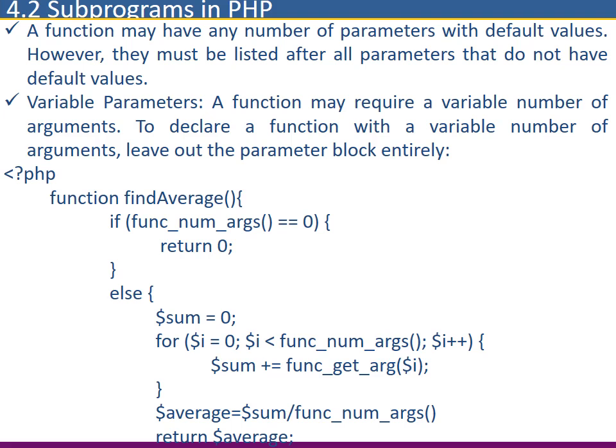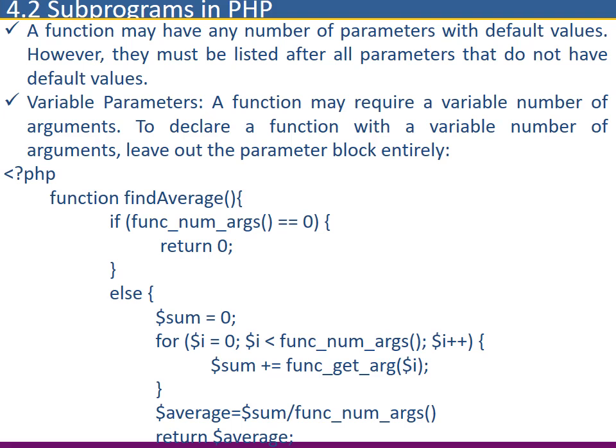So, variable parameter. A variable parameter is another part of parameters we'll be looking at. A variable parameter is a function, and that function may require a variable number of arguments. To declare a function with a variable number of arguments, leave out the parameter block entirely. So a variable parameter in PHP allows a function to accept any number of arguments. The arguments can be any number, even if you didn't define them by name.